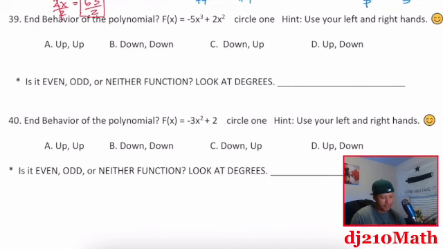Okay, 39. End behavior of a polynomial. Use your left and right hands. I don't even know what that hint means. Okay, maybe I do know what the hint means. When you're looking at end behavior of a polynomial, you look at the leading degree, right? x cubed: up, up, down, down, down, up, down.